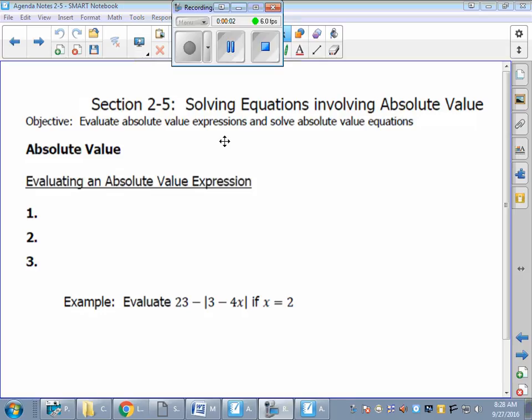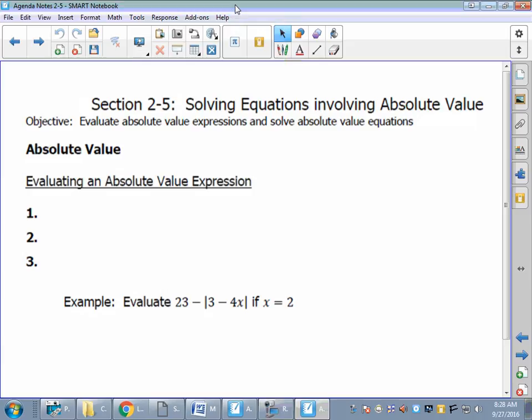Hi everyone. We are ready for section 2.5. 2.5 is a little bit different. We've been solving equations, we've had fractions in our equations, we've had variables on both sides of the equation, and solving. This section's a little interesting. It's something different that you may not have done before.